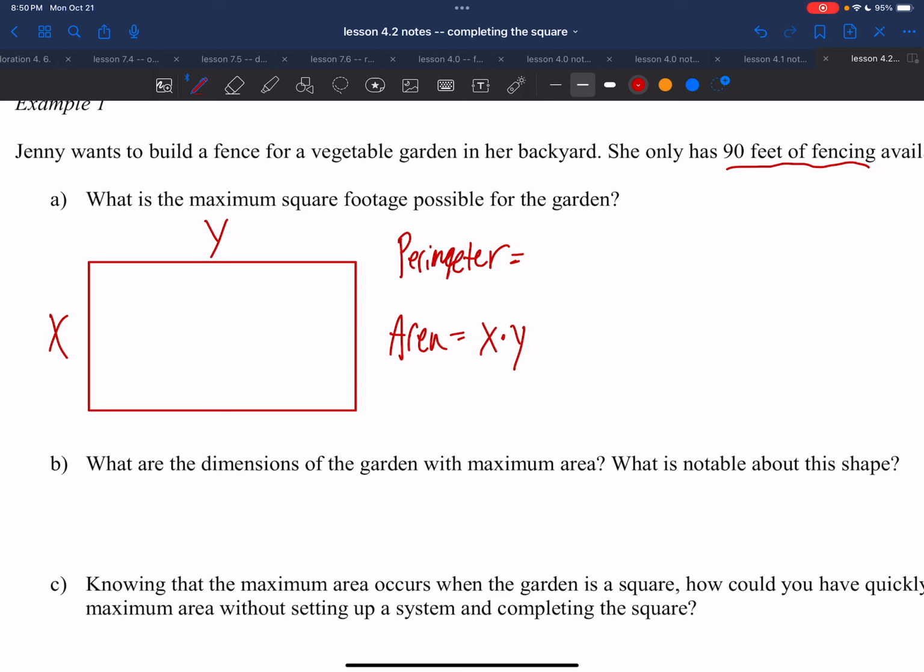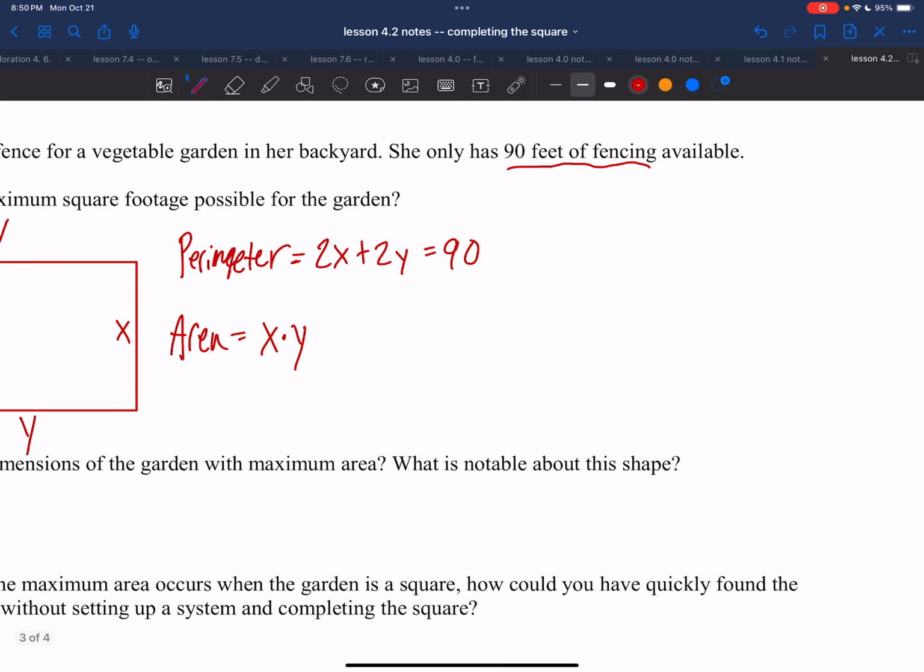Perimeter: it says that we have 90 feet of fencing. That's referring to the lengths, this plus this plus this plus this, which totally sums to 90. So if I make an algebraic equation representing perimeter, I'd have 2x plus 2y is 90. What you have here is sort of like a system of equations: 2x plus 2y is 90, and x times y equals an area.